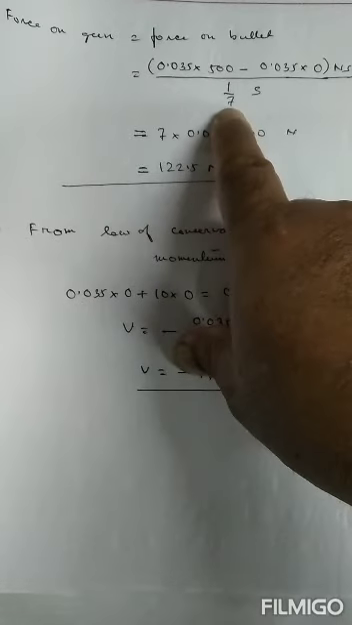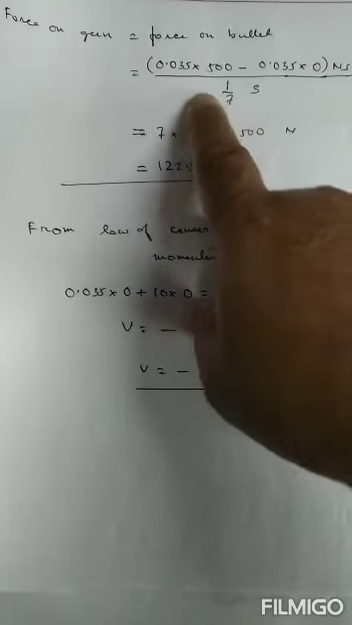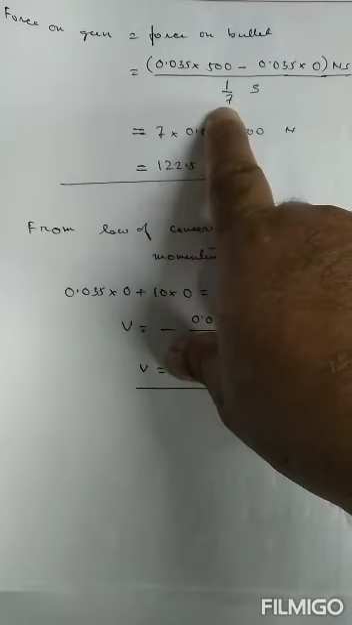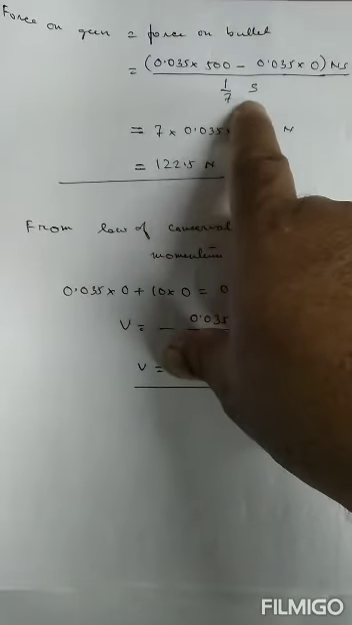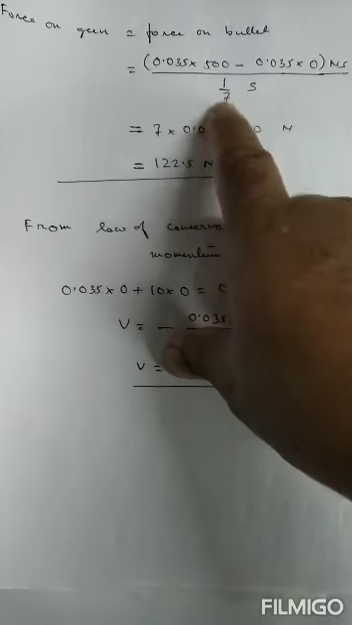Rate of change means change of linear momentum of the bullet divided by the time required for that change. In 1 second, how many bullets are fired? 7 bullets are fired. So what is the time required to fire 1 bullet? 1 by 7 seconds. In 1 second, 7 bullets are fired. Therefore, the time needed to fire 1 bullet is 1 by 7 seconds.